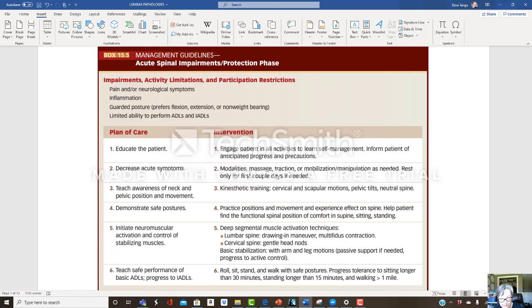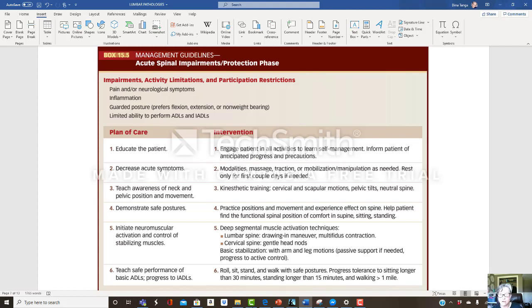Help patient find the functional spinal position of comfort in supine, sitting, and standing. Deep segmental muscle activation techniques include lumbar spine, drawing in maneuver, multifidus contraction, cervical spine, gentle head nod, basic stabilization with arm and leg motion, passive support if needed, progress to active control.